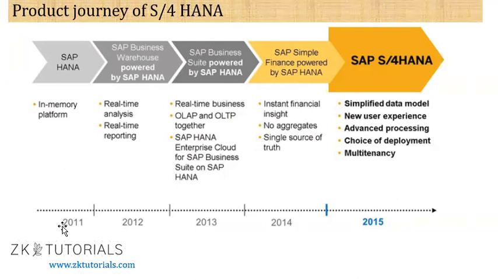In 2011, SAP came up with SAP HANA. They came up with their own database in 2011 because they had checked other databases like Oracle DB and IBM DB, but no database had in-memory capability.